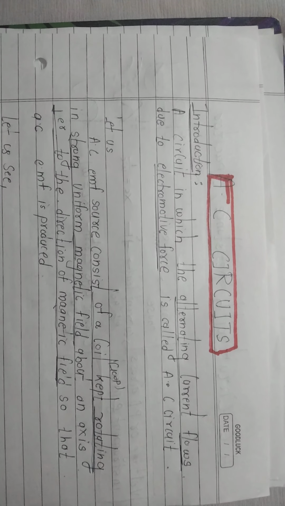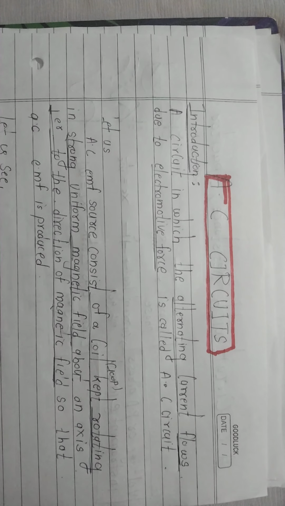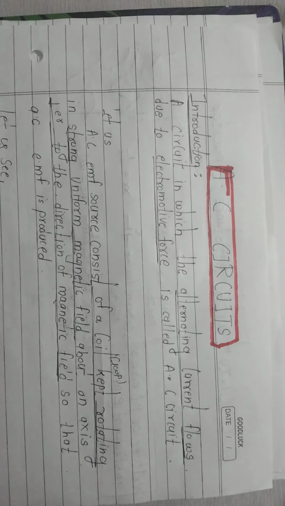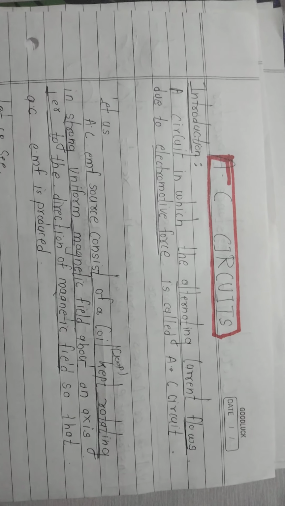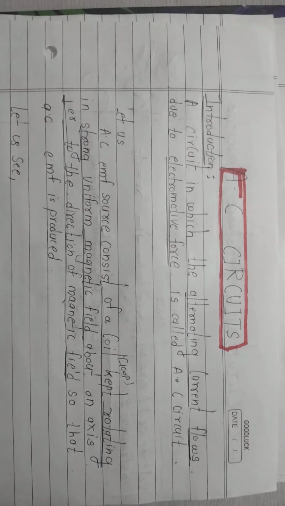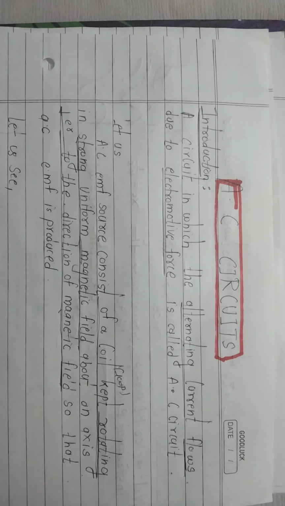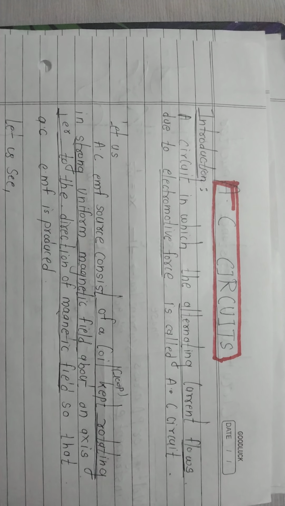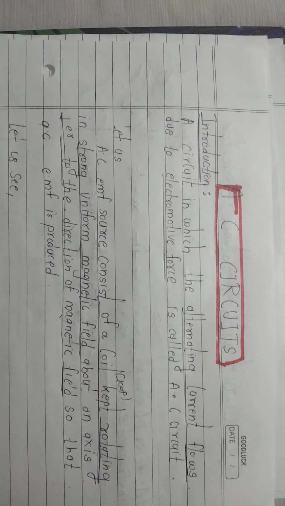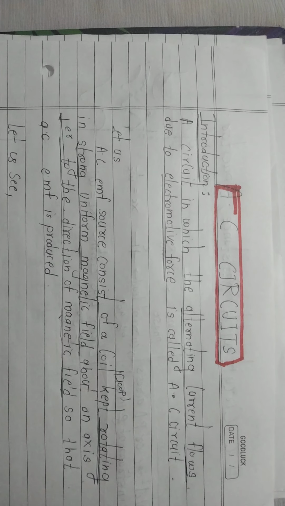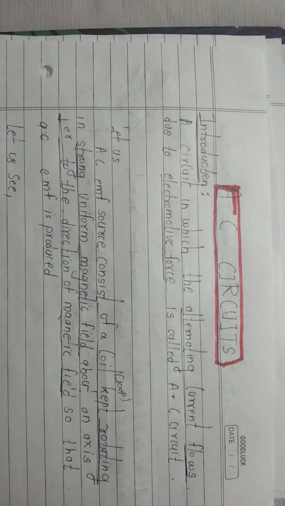First, AC circuit. Introduction: an AC circuit is a circuit in which alternating current flows due to an alternating electromotive force. Let us consider an AC EMF source consisting of a coil or a loop kept rotating in a strong uniform magnetic field about an axis perpendicular to the direction of the magnetic field, so that AC EMF is produced.